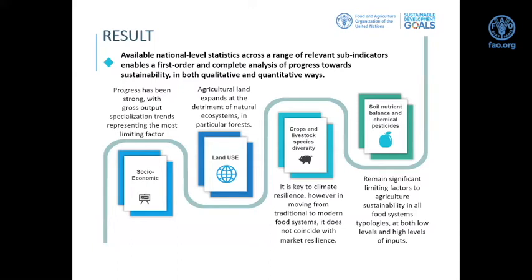From the land use theme, agricultural land expansion continues to be a limiting factor to the detriment of natural ecosystems, in particular forests. And looking at crop and livestock species biodiversity, we note in the report that these two indicators are key to climate resilience, in that if you have higher diversity in terms of crops and livestock, you're less easily exposed to disasters that can affect specific crop or livestock species, and you can be more resilient if you have more diversity across crops and livestock.